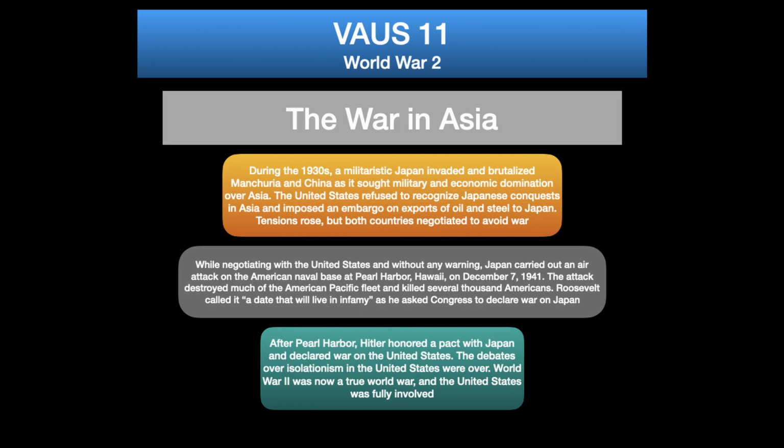Ultimately, because Japan is concerned that we have taken away their oil and steel, they plan a sneak attack on December 7th, 1941, where they bomb Pearl Harbor. Again, about 3,000 Americans died on that day, and after that point, Roosevelt gives a speech. He calls it a date that will live in infamy, and he asks Congress to declare war on Japan.